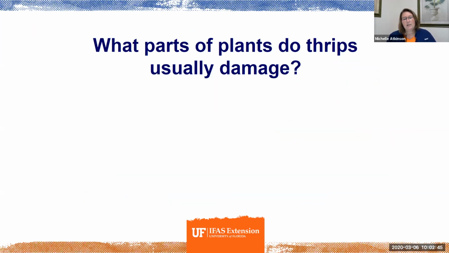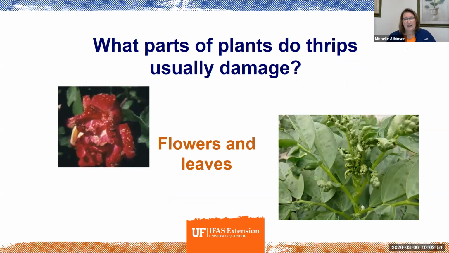What parts of plants do thrips usually damage? The flowers and the leaves. Think about the gardenias. You pick gardenias, and I, at my house, can't pick one that there's not a thrip running around. There's little elongated insects running around in the flowers, but they'll be on the leaves as well.